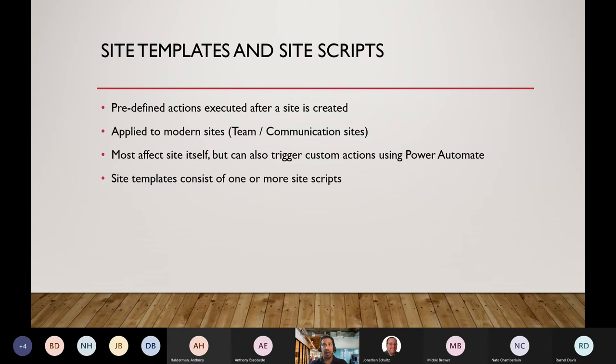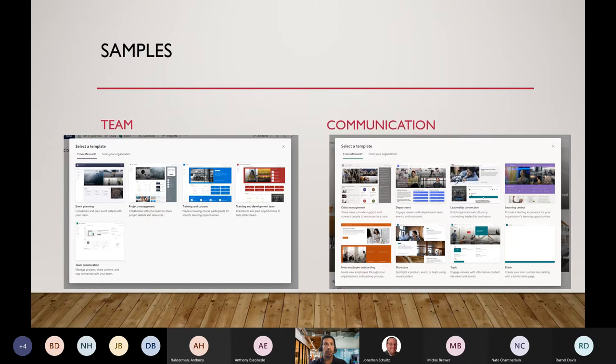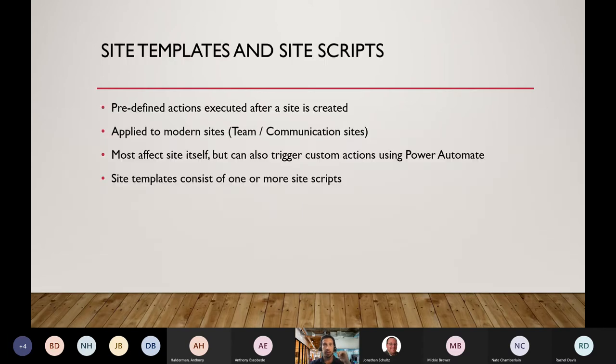So how do you apply the site template? As we saw on the previous screen, in order to get to that section, you have to click on the settings icon in the top right, and then there'll be a link that says "Apply a site template", and that's where we get to this screen. Again, it's after the site is already created that we'll see that.